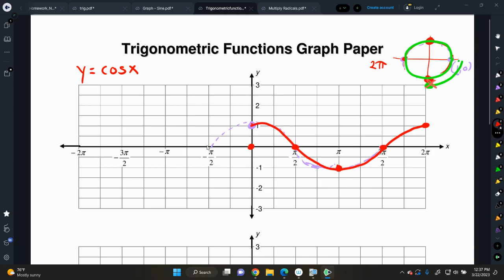So do you want to use the little mini whiteboards? Okay, you guys like the mini whiteboards? Okay.